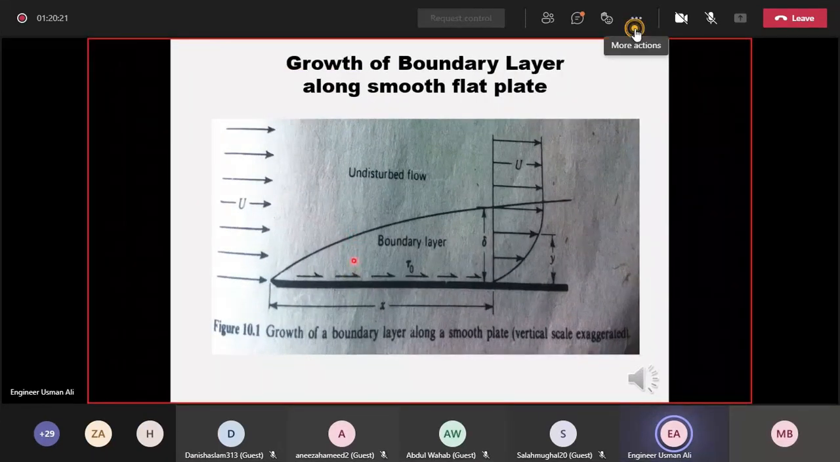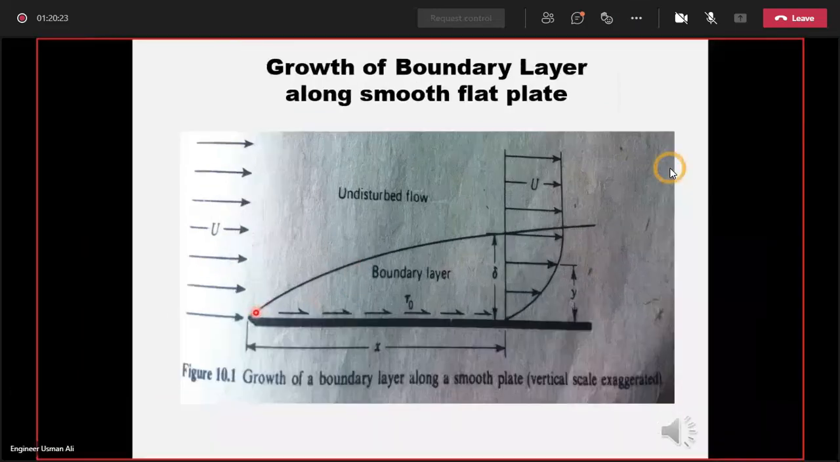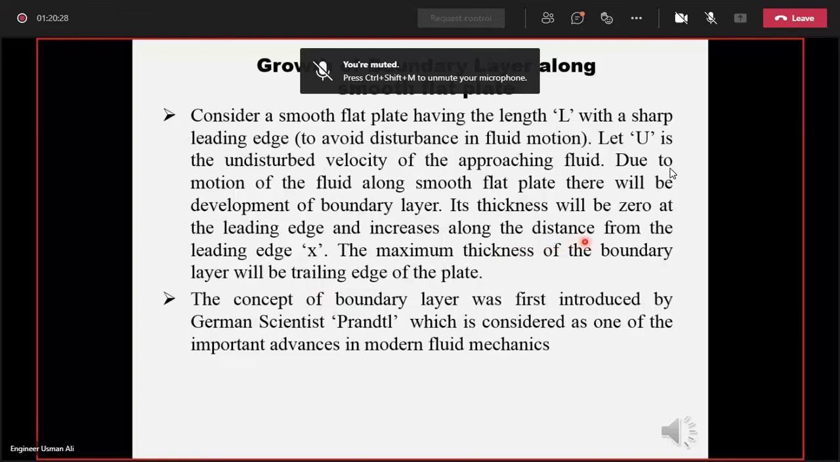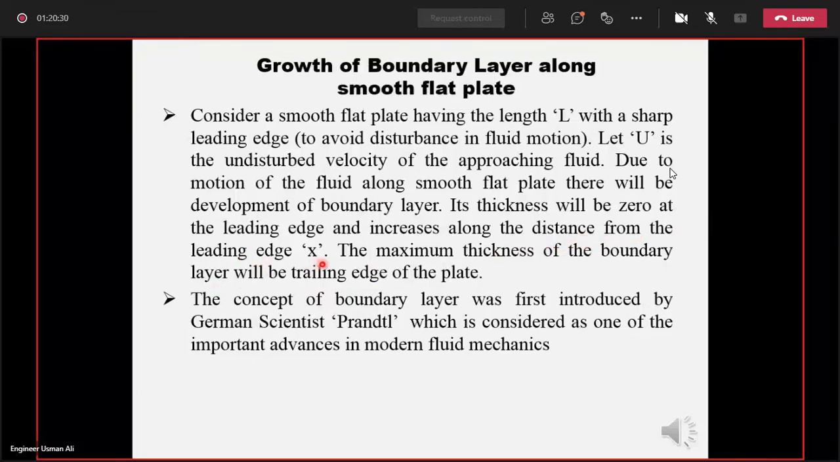तो ये जो distance है ये thickness है, तो यहाँ thickness इसकी 0 है. And this thickness increases along the distance from the leading edge x. The maximum thickness of the boundary layer will be at the trailing edge of the plate.